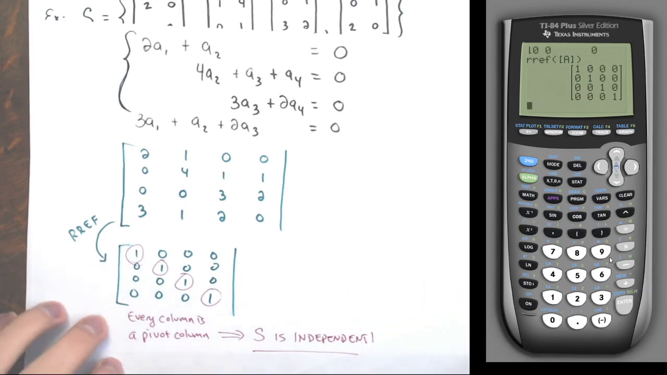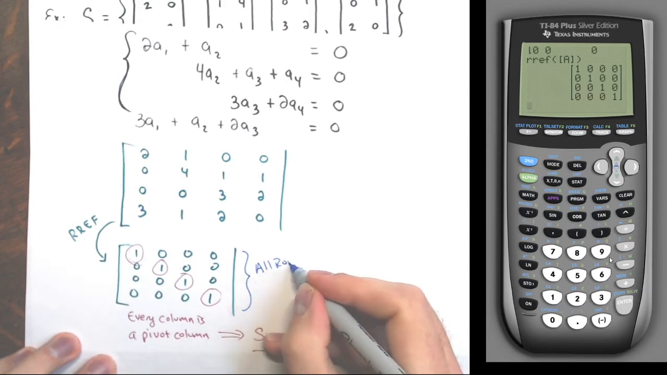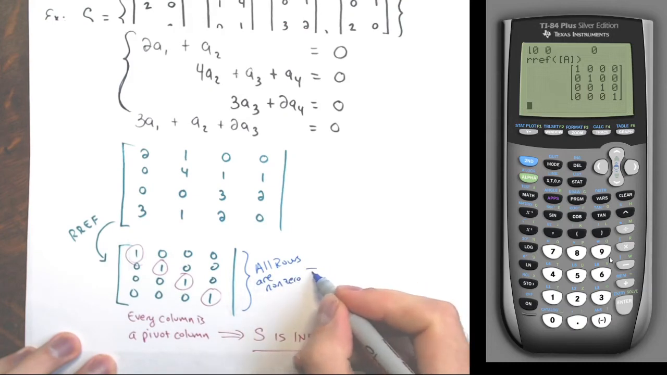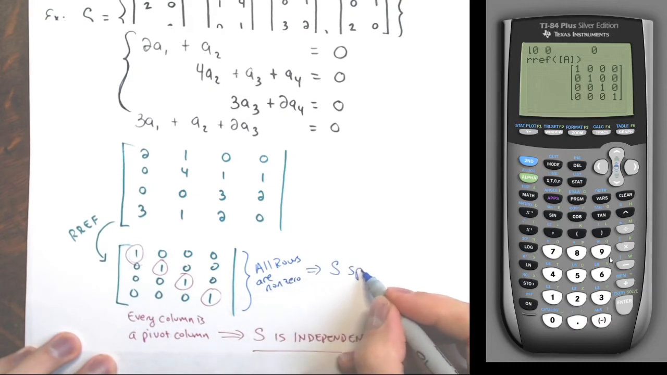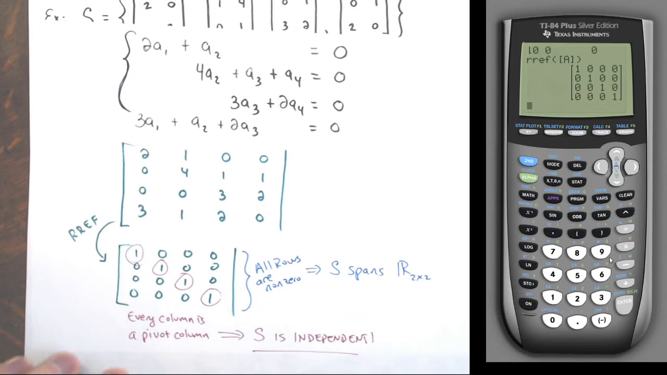Fantastic. And because we know the dimension and the set S has the same number of vectors as the dimension, we can say now that S must be a basis. But remember, you could also check for both by looking at this. All the rows are non-zero. There's not a row made up entirely of zeros, so we can also say that S spans R2 by 2. So we got both.